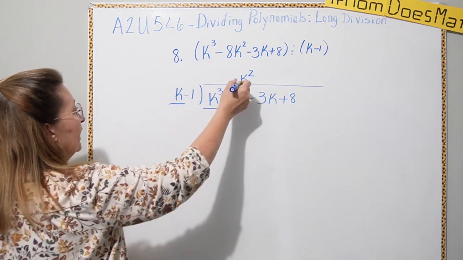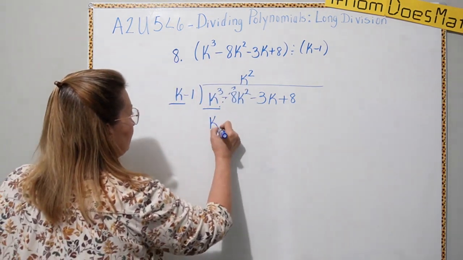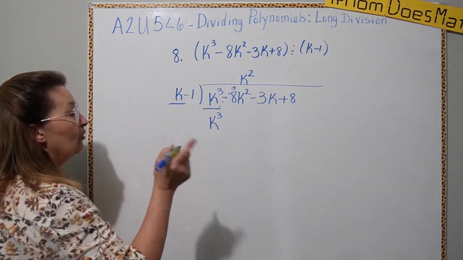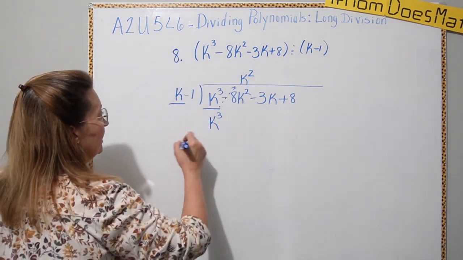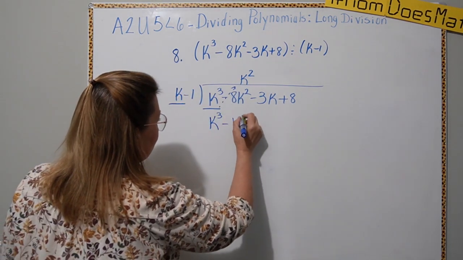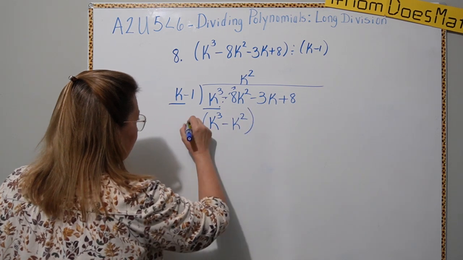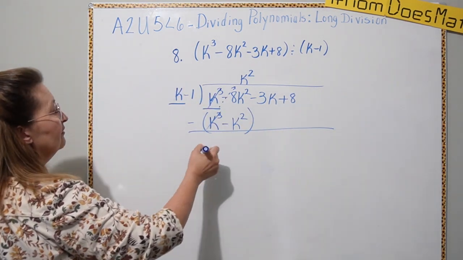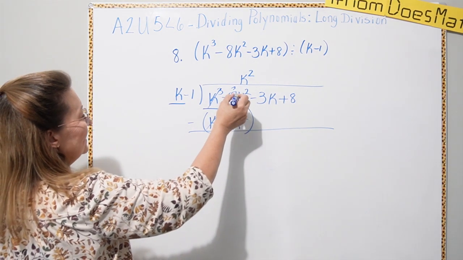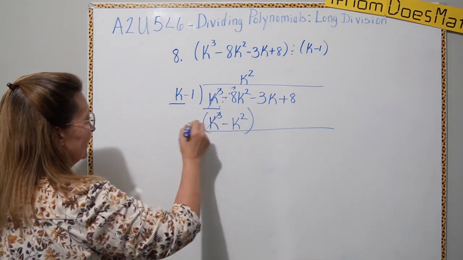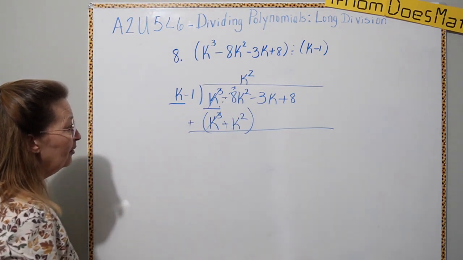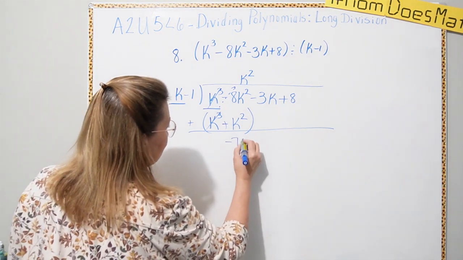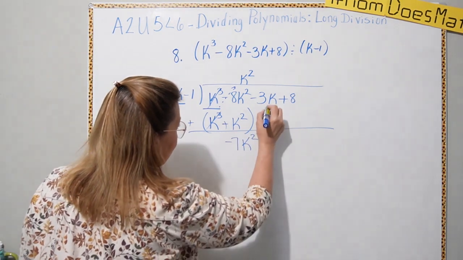Now, multiply. K squared times k is k to the third. Goal achieved. K squared times negative 1 is minus k squared. And subtract, watching negatives. All right, these two cancel out. So now I have minus 8k squared minus a negative k. So that changes to plus a positive. So I have negative 7k to the second.